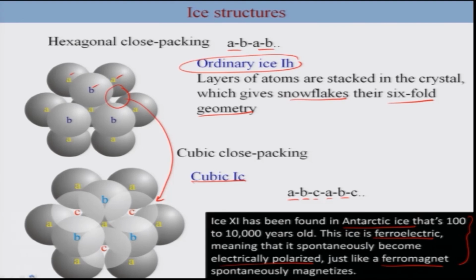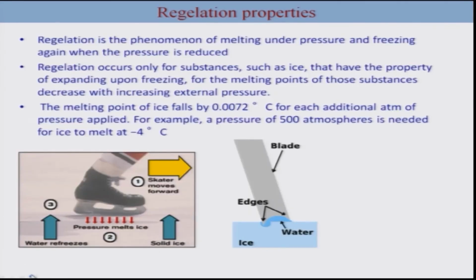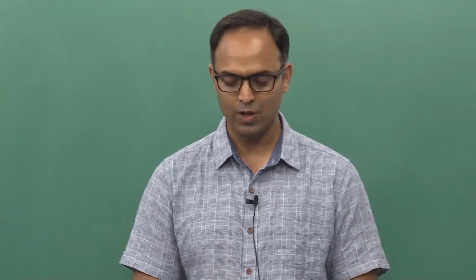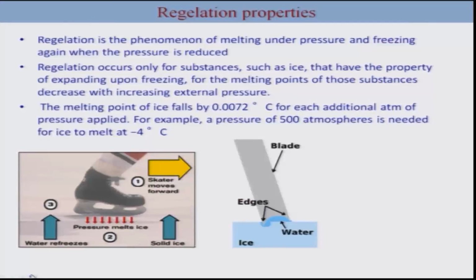Okay, so I will wrap up this lecture by looking at this property of ice, called the regelation property. Well, this is a phenomenon of melting under pressure and freezing again when the pressure is reduced. Essentially the water or the ice has the property to expand upon freezing. For the case of melting, it compresses.